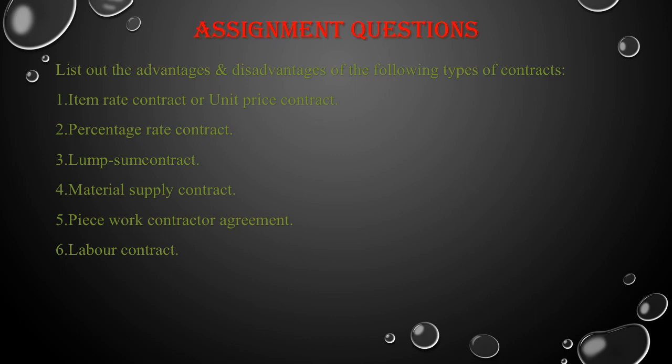So here I am giving an assignment question in which you list out the advantages and disadvantages of the following types of contracts. You are given 6 different types of contracts. You have to list any 5 advantages and any 5 disadvantages of each type of contract.